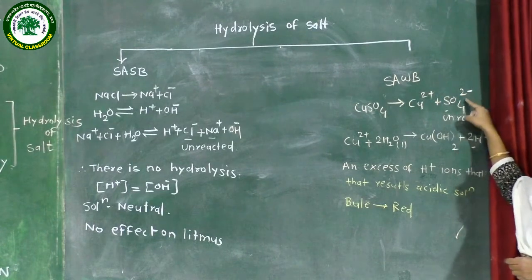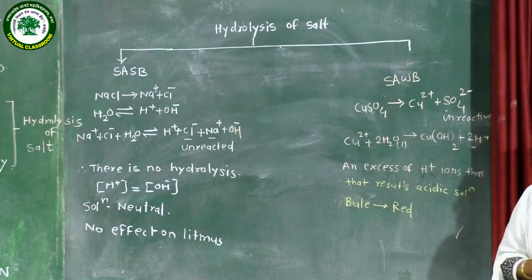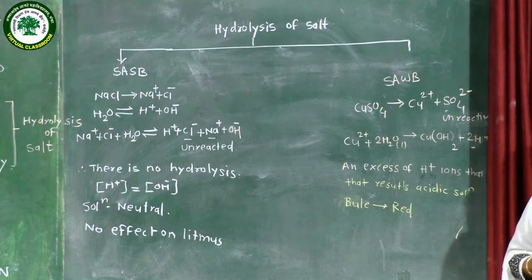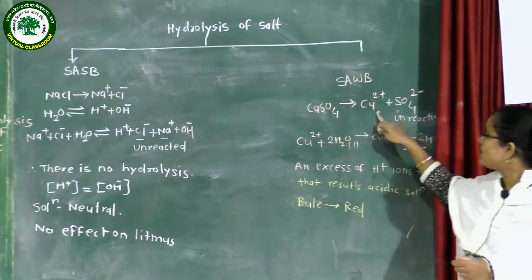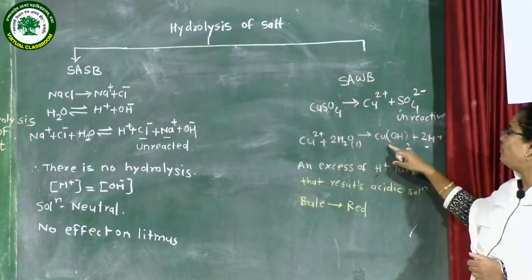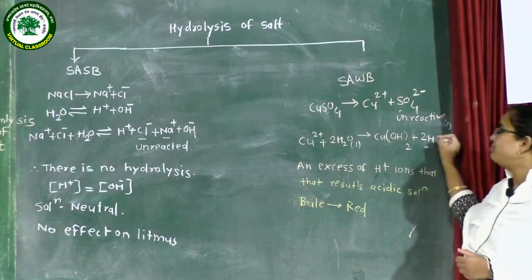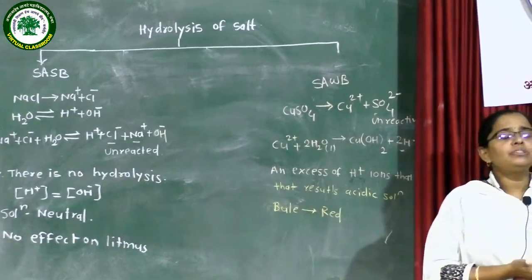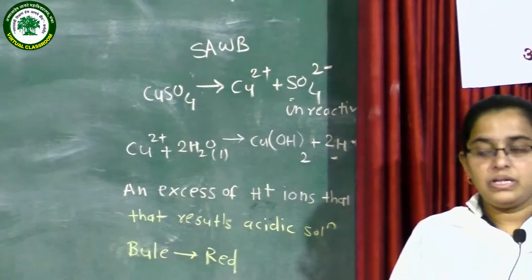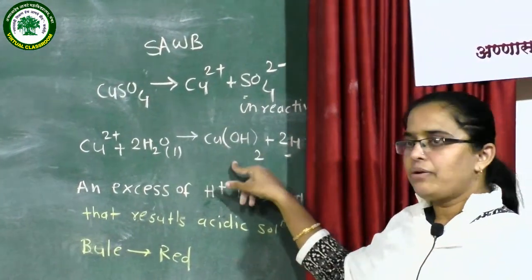This sulfate ion, that is SO4 2-, is unreactive, meaning it does not have a tendency to react with ions of water. Which ions react? Cu2+ plus 2H2O react to form Cu(OH)2 plus 2H+ ions. In a copper sulfate solution, this causes turbidity, meaning copper hydroxide is formed.